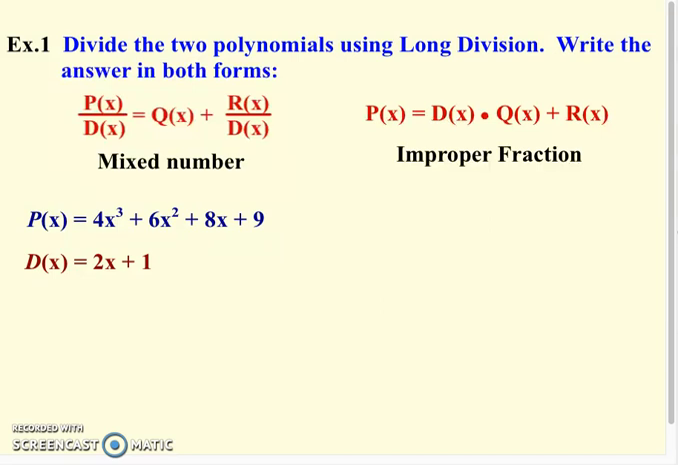Write your answer in both forms, so the mixed number style and the improper style. Mixed number will usually be first. That's generally how the long division is going to produce, and then you can just change the format of it when you're done. The way long division starts with polynomials is actually the same way you start it with just regular numbers, the same initial setup.